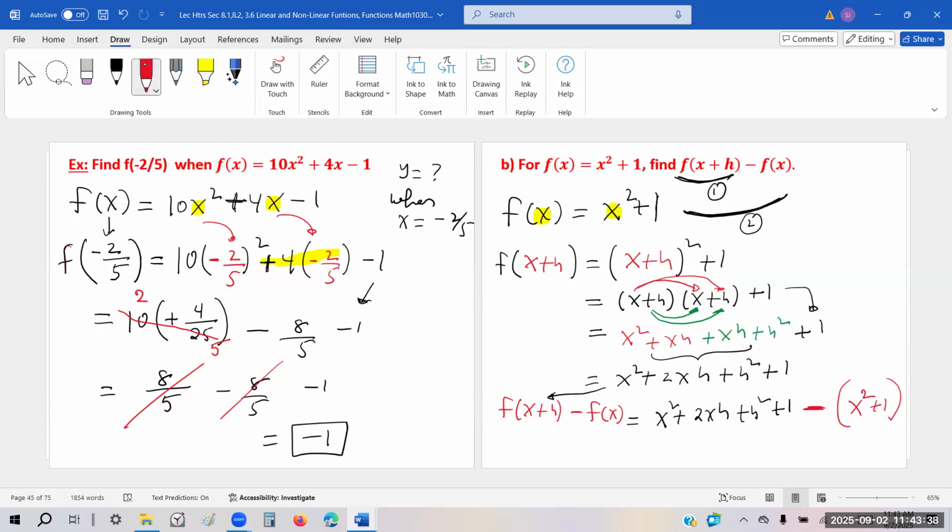Because you're subtracting more than 1 term. Anytime you subtract more than 1 term, you have to put a parenthesis. Why? What happens when you subtract this? The signs change. The plus turns into minus, and this turns into minus. So you have x squared plus 2xh plus h squared plus 1, and then minus x squared minus 1.